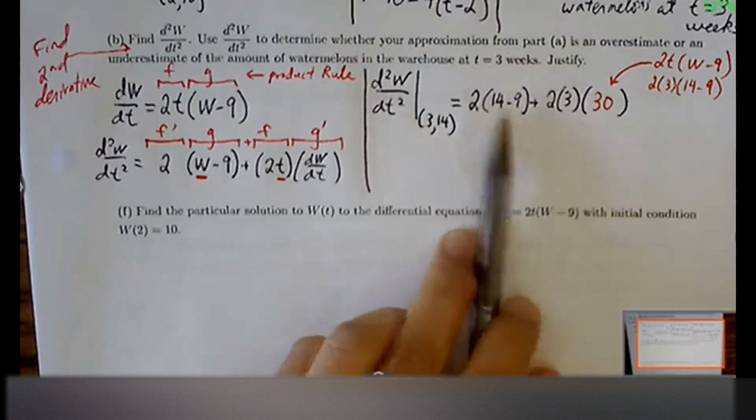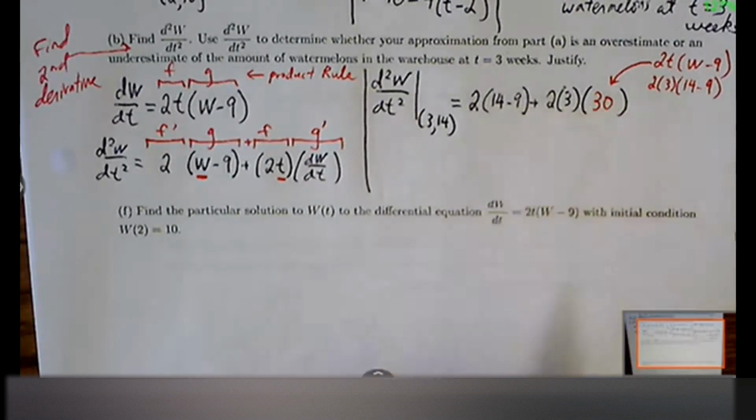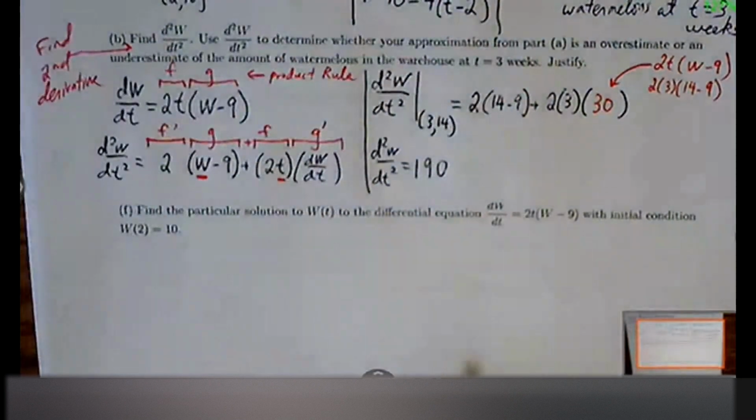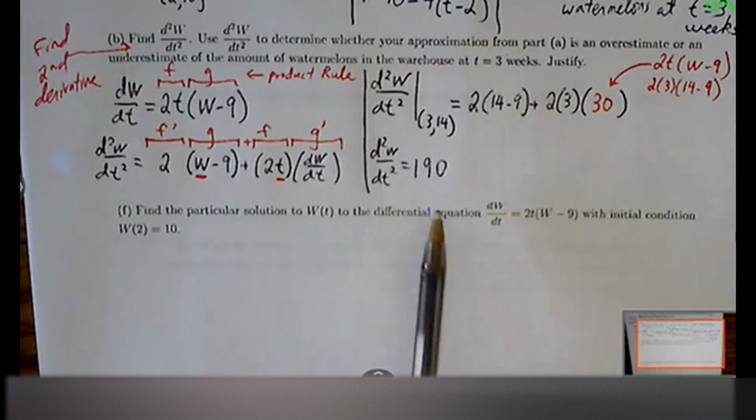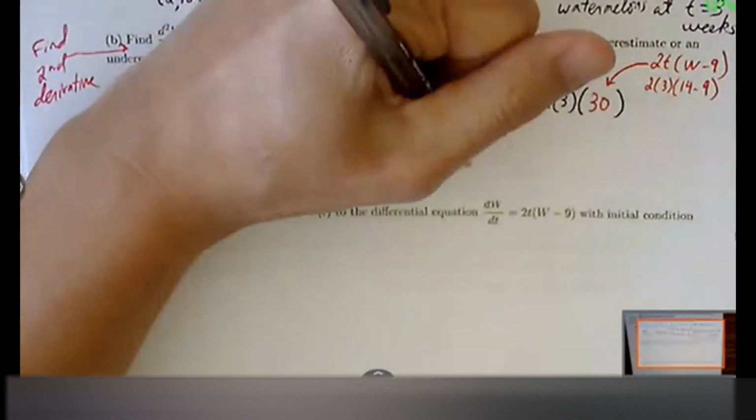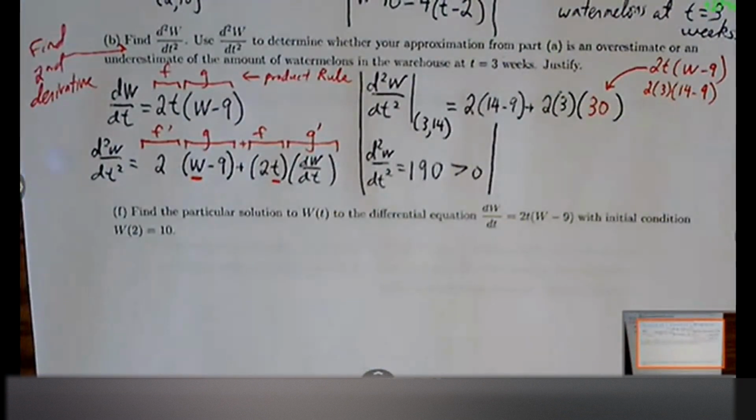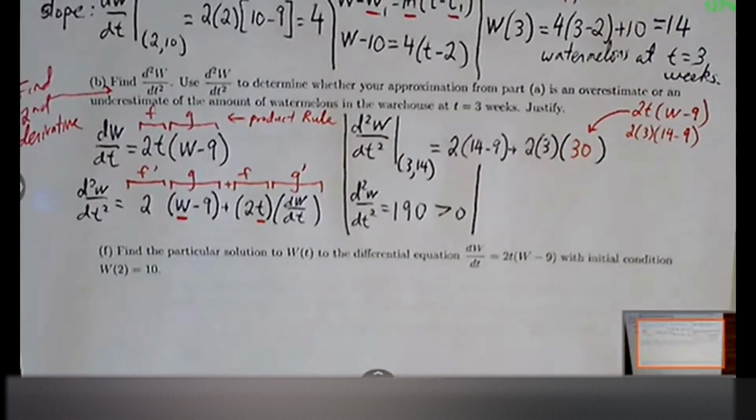Okay, so 14 minus 9 is 5, 2 times 5 is 10, 6 times 30 is 180, 180 plus 10 is 190. Okay, so the significance of this number, all we care about is whether it's positive or negative, because if we're dealing with a positive second derivative, we know that it's going to translate to concave what? Concave up, yeah. So if the graph is concave up, that is going to give us certain information for us to conclude whether our approximation is going to be under or over approximate.